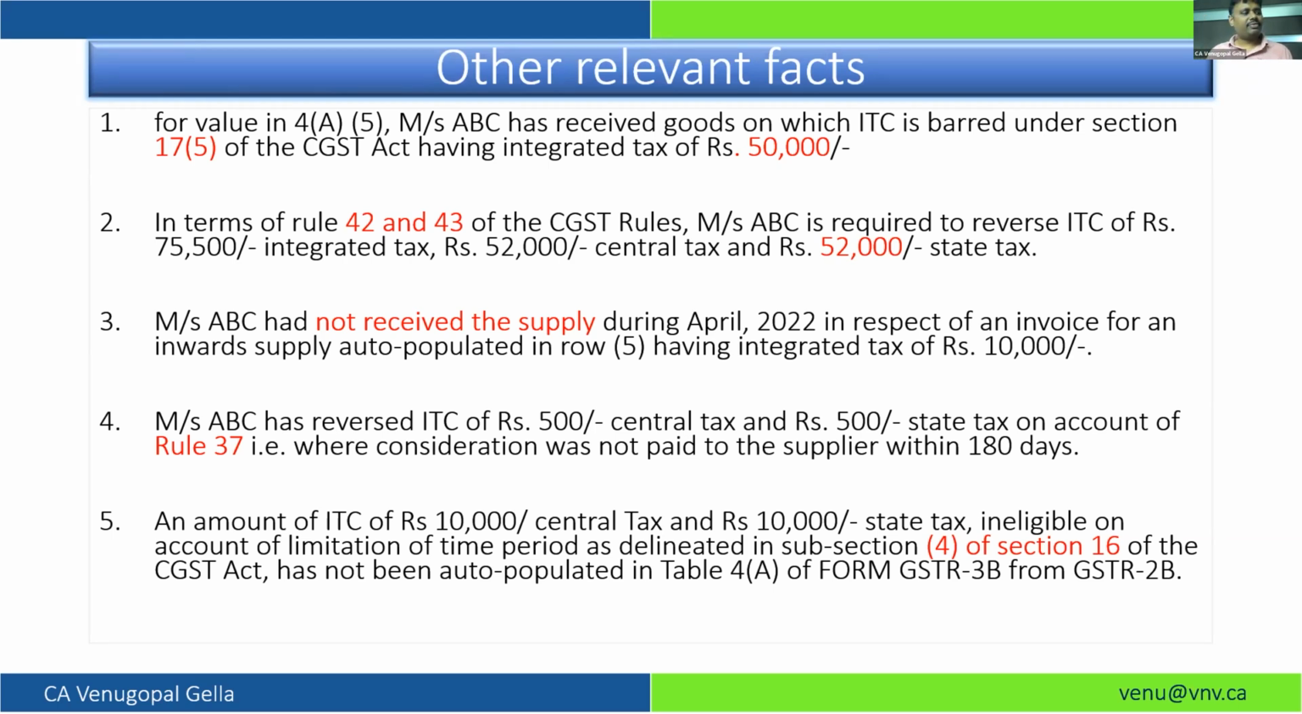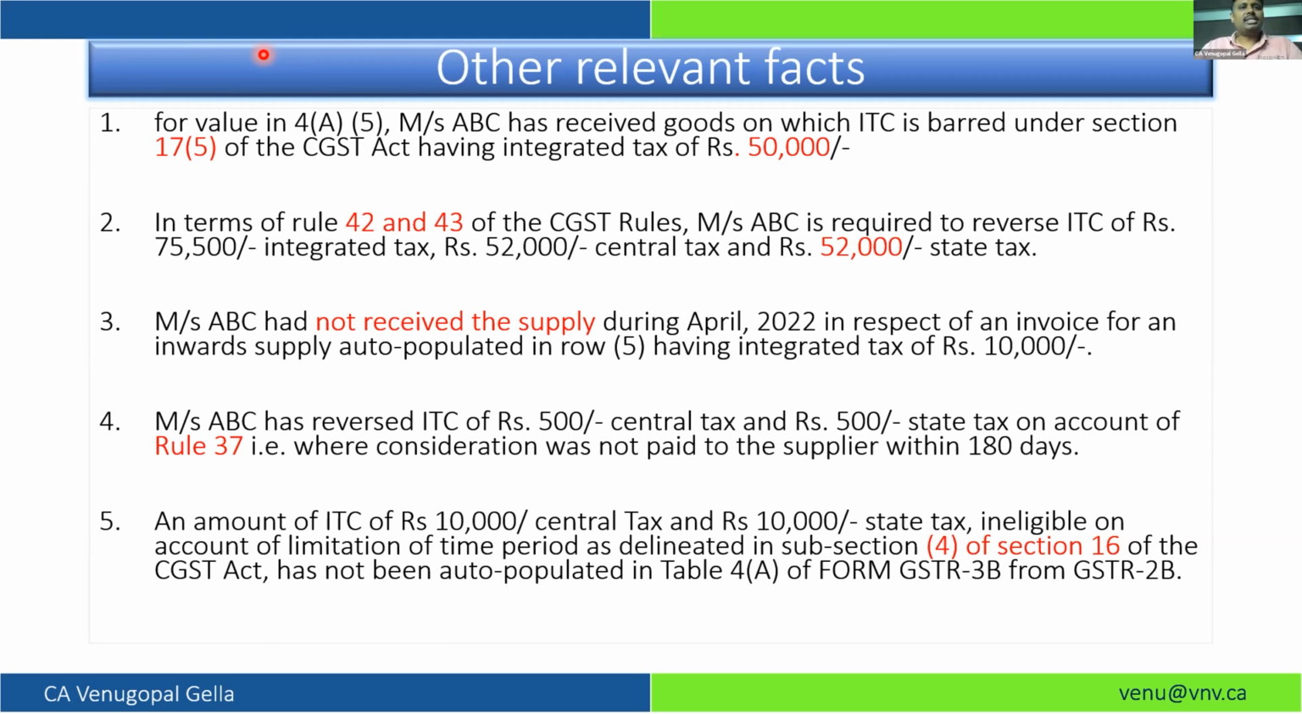Third scenario we have taken is they have not received the supply. They're saying it is eligible, but the goods have not come. Now it is auto-populated in my returns. So they said, do not change your credit in 4A5. This 10,000 you still need to reverse since you did not completely fulfill the conditions which are there in section 16. So reverse it on a temporary basis. So this 10,000 IGST will be forming part of 4B2.